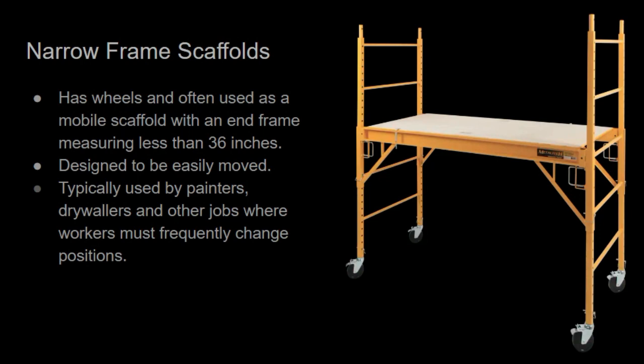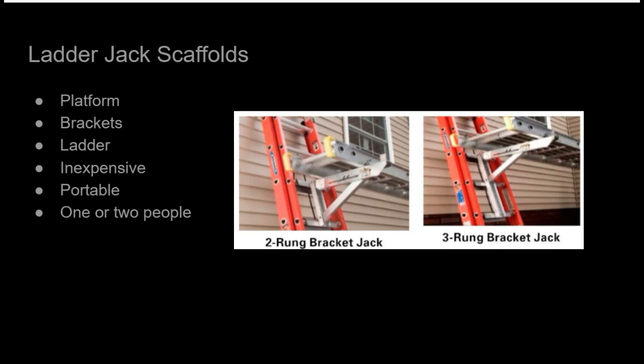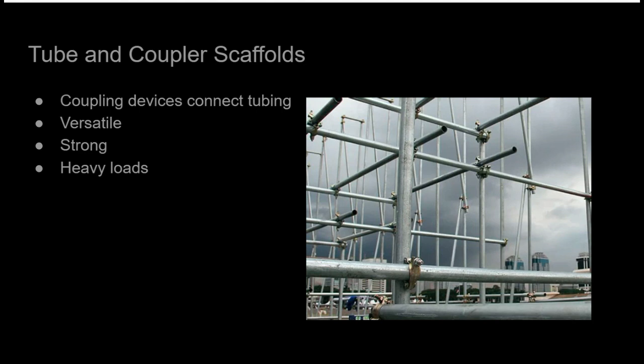The ladder jack scaffold consists of a platform resting on brackets that are attached to ladders. Inexpensive and portable, they are meant to hold only 1 or 2 people. Tube and coupler scaffolds have coupling devices that connect tubing. They can be assembled in different configurations, making them very versatile, also very strong. They are used where scaffolds need to support heavy loads.